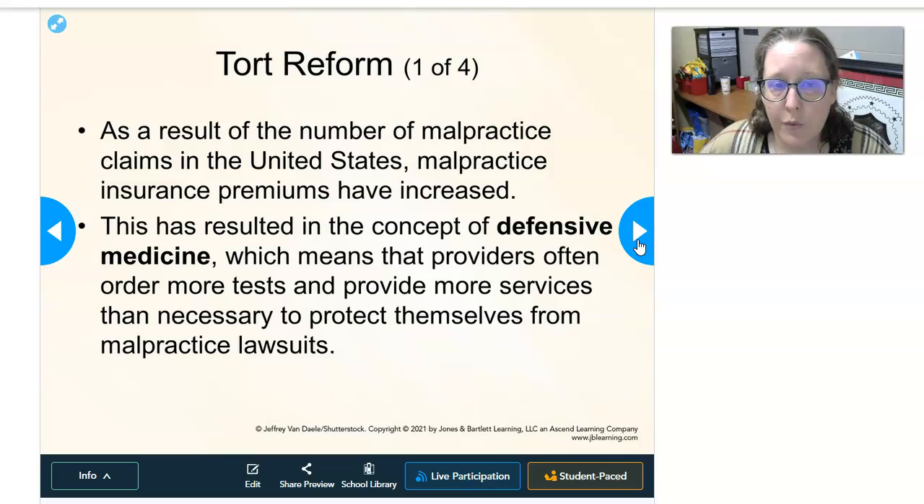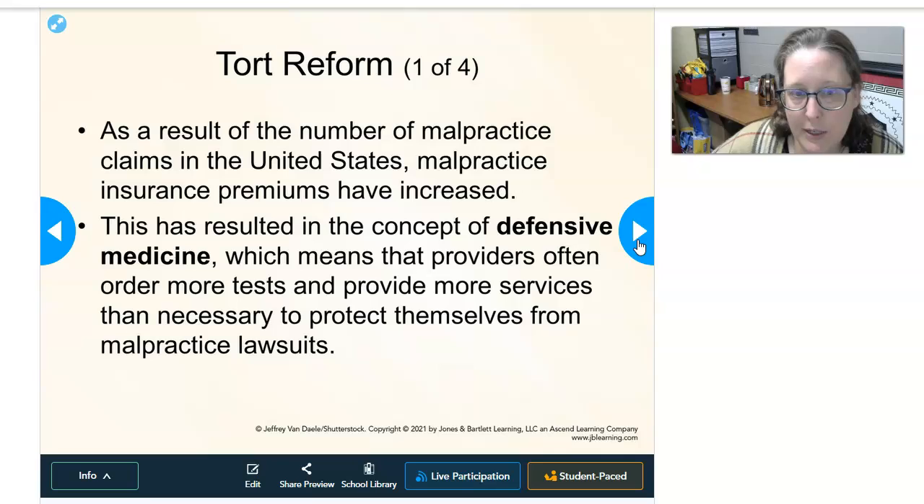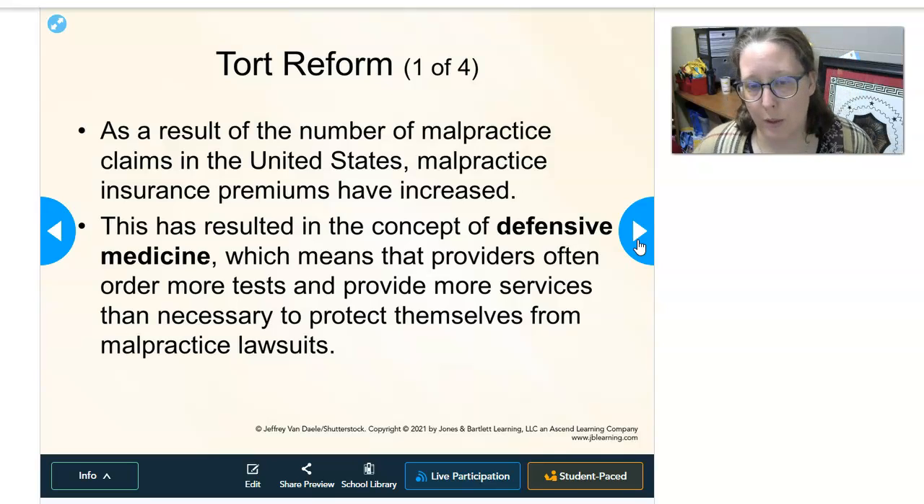All right, so tort reform. As a result of the number of malpractice claims in the U.S., malpractice insurance premiums keep increasing, and therefore providers have started doing what we call defensive medicine, which means that they order a battery of tests trying to cover absolutely all their bases to protect themselves from malpractice lawsuits. And sometimes it can be a joke even among providers or at least healthcare workers, especially with ER physicians. It's like, oh, you come in and stubbed your toe, you've got to have an EKG and all these other blood tests. You came in because you passed out, oh, you have to have an EKG and all these other blood tests and some imaging and stuff like that.